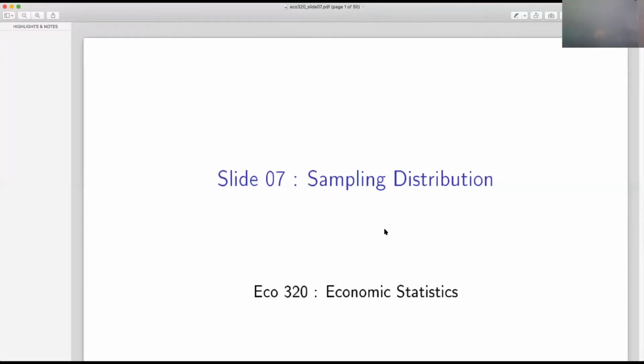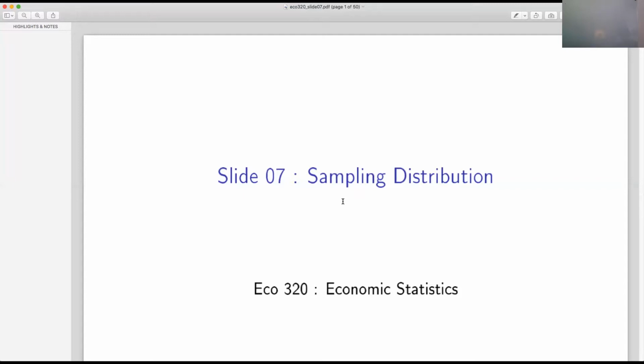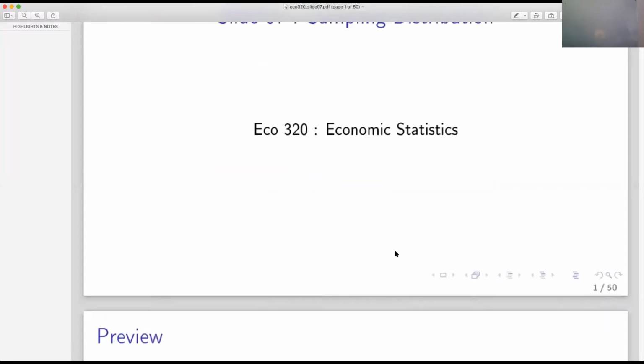Today we are talking about chapter 7. It's going to be about sampling distribution. In slides 5 and 6, we learned about the binomial distribution, and in chapter 6, we learned the normal distribution, right? So we're going to extend those distributions and we will mainly focus on sampling distribution.